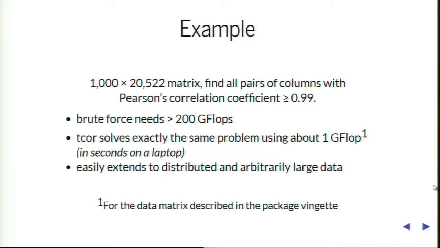A brute force implementation to solve that question needs about 200 gigaflops, and that's an efficient brute force implementation. But for the matrix described in the vignette, the T-core algorithm solves exactly the same problem using only 1 gigaflop. And that's the idea behind projection methods. Sometimes, if we get the right point of view and formulate our questions correctly, we can solve an equivalent problem in a projected space with a lot less effort.